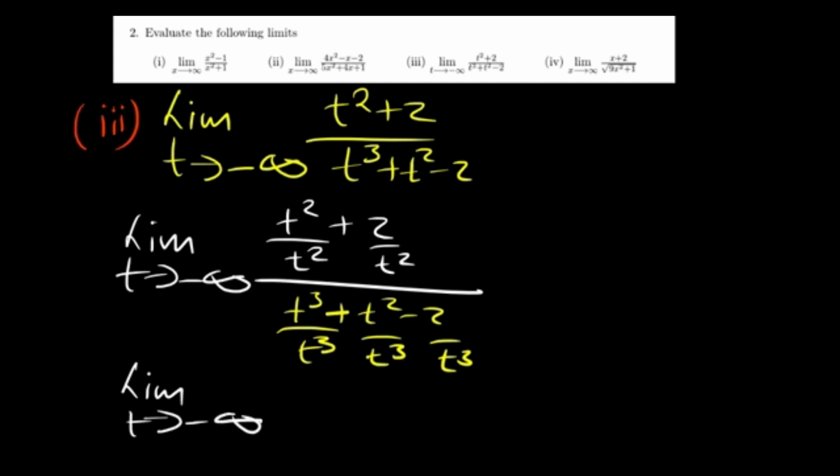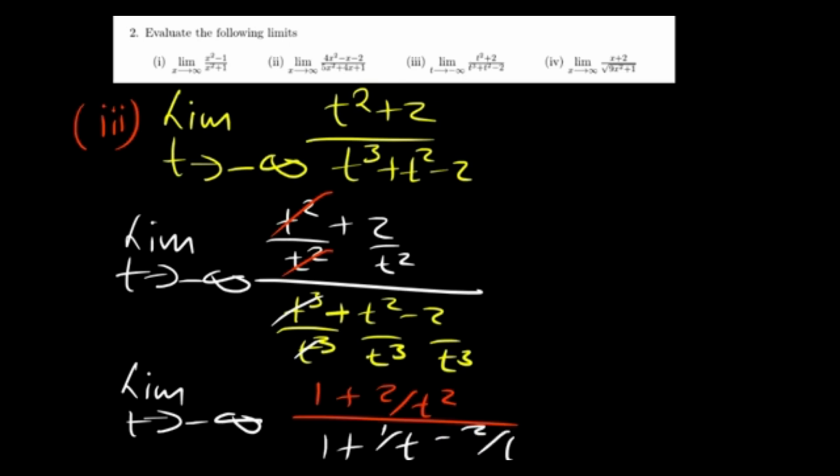On top, you have 1 plus 2 over t squared. In the denominator you have 1 plus 1 over t, and then minus 2 over t to the power 3. So all the parts that have t in the denominator will become zeros, and eventually you just remain with a 1. This is very important.